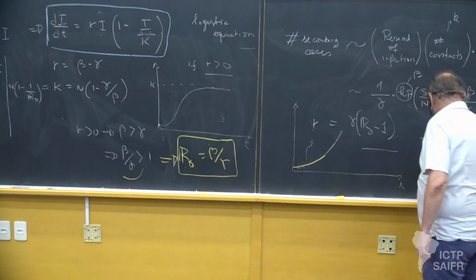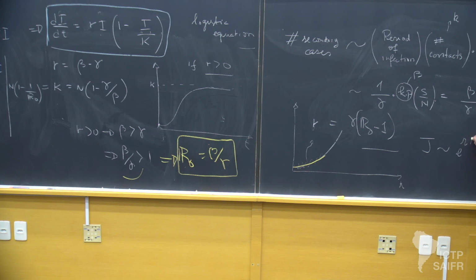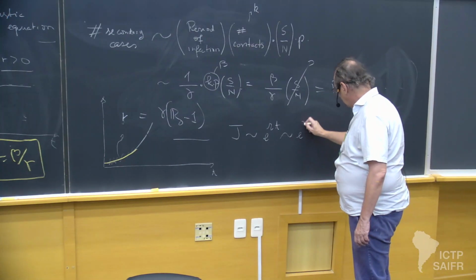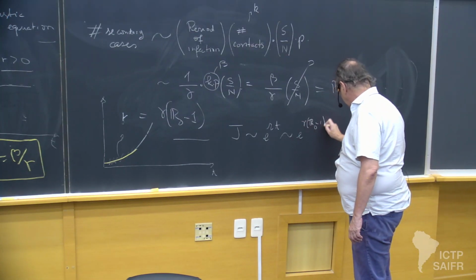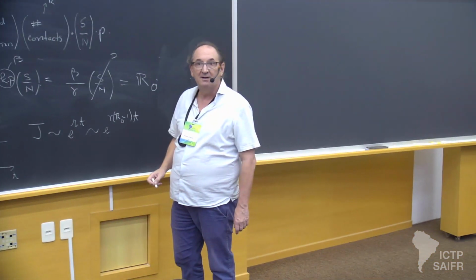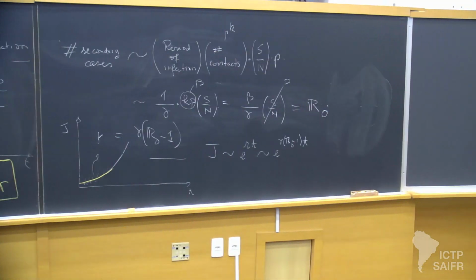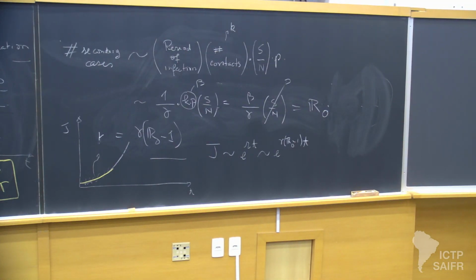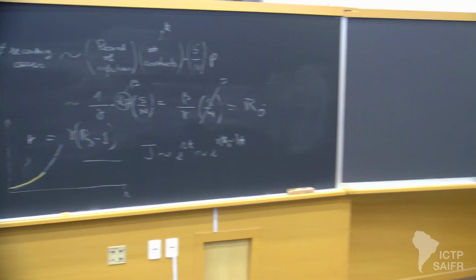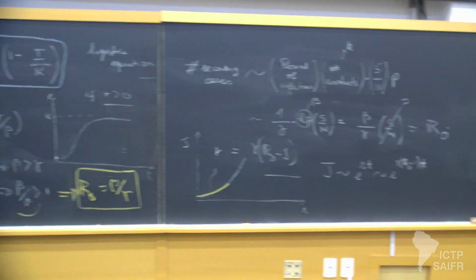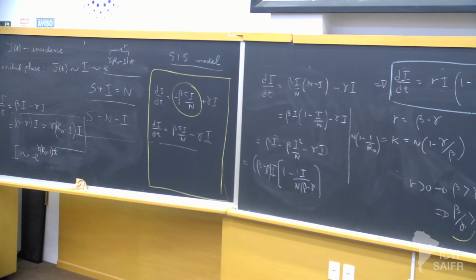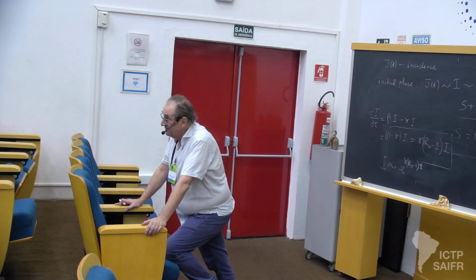J is proportional to e to the RT, with a proportionality constant, which is not important for us: gamma R0 minus 1 times T. Here it's J. Yeah, that's J. It's not I. I have seen in some conferences, more mathematical conferences, people that use I as if it were J. That's a real problem, right?